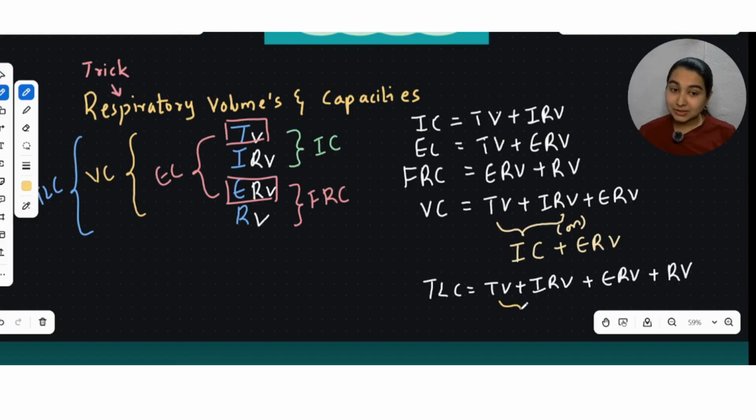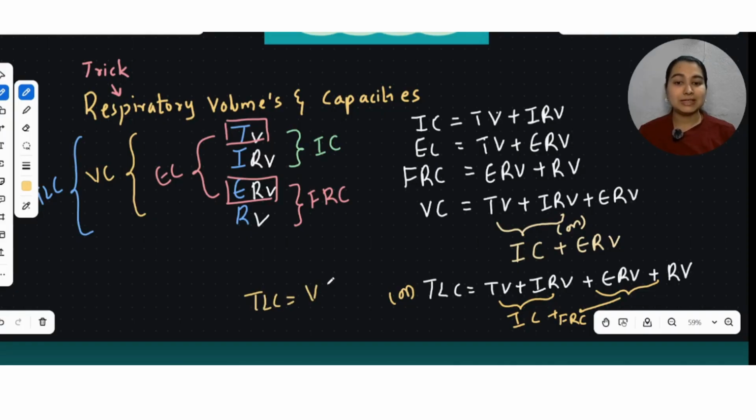Now, can we write them in any other form? Yes, we can. Here IC plus FRC. Apart from that, can we write them in any other form? Absolutely. How can we write them in terms of vital capacity? We know that the vital capacity is the summation of the first three. So can we write the total lung capacity is equal to the vital capacity plus residual volume? Yes, this is one more way we can write it.